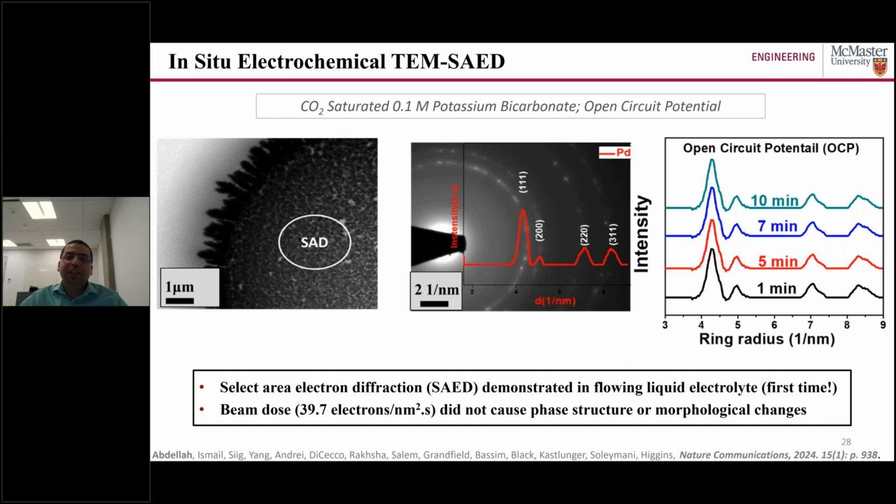So it gives us an idea that this beam dose doesn't have an effect on the transformation of palladium to palladium hydride using this diffraction. And this gives us the next point, the most important point when you're doing any in situ TEM: optimizing the dose rate. Using a high dose rate, you can introduce some particle growth, and you can get some particle transformation from phase to phase. So it is important to optimize the dose rate.